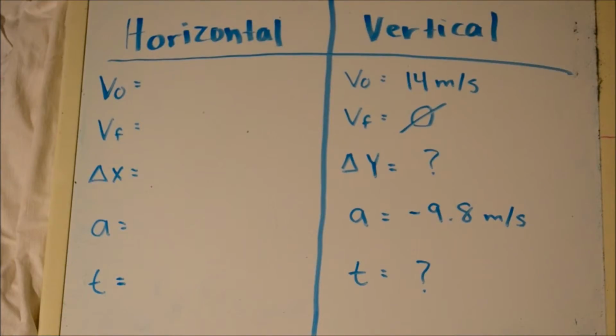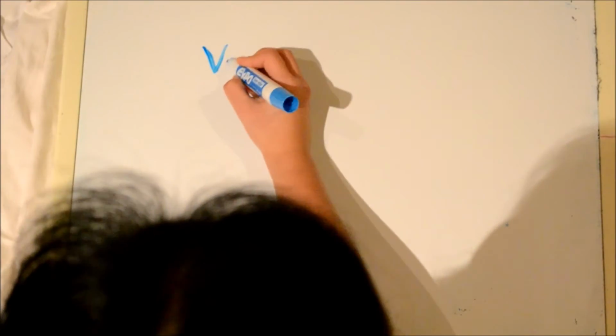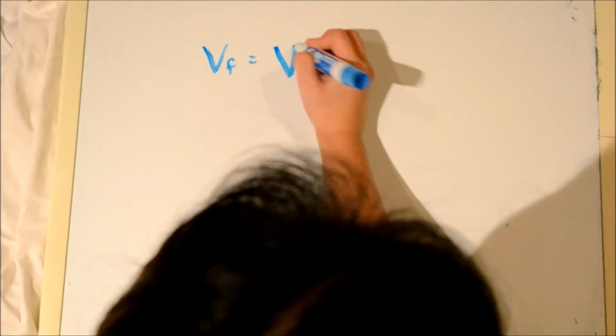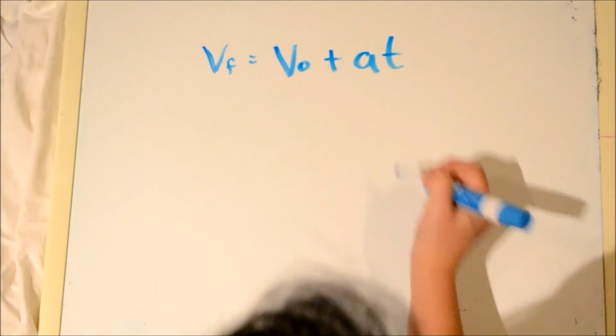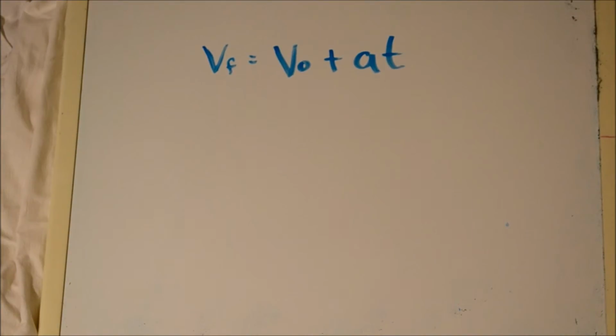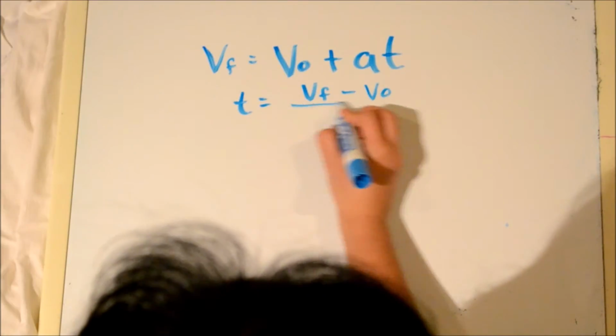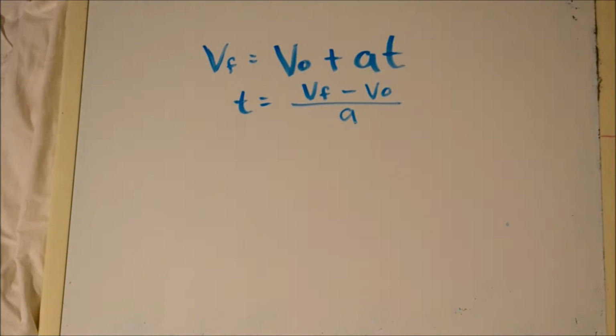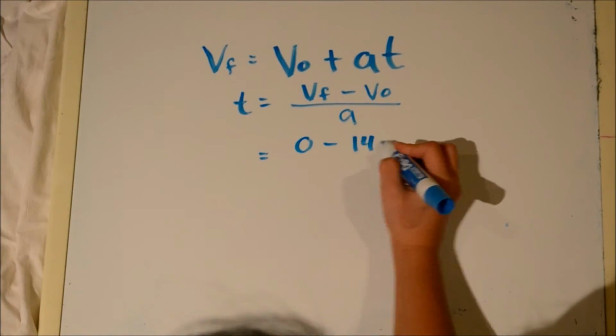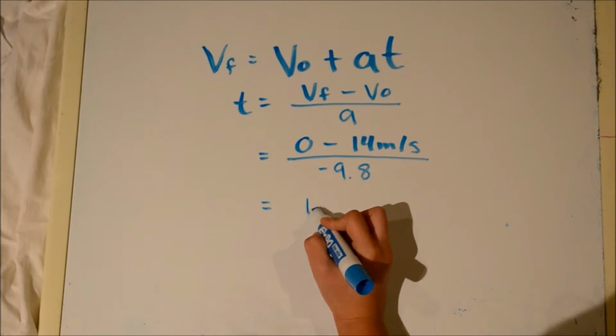Looking at these variables, however, there is a way to find the time it takes the object to go up. And it's by using our first kinematics equation, which states that the final velocity is equal to the initial velocity plus acceleration times time. Now, once again, we want to solve for time, so we can change the equation to time equals the final velocity minus the initial velocity all over acceleration. Now, if we plug in our variables and solve, we should get 1.43 seconds as our time.